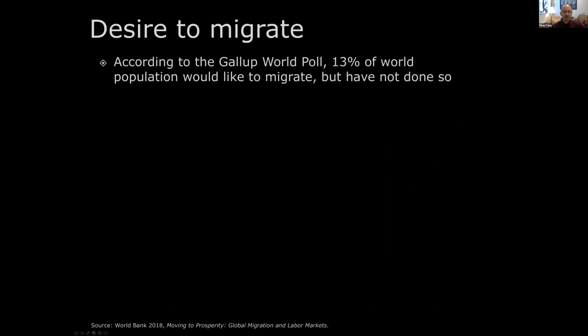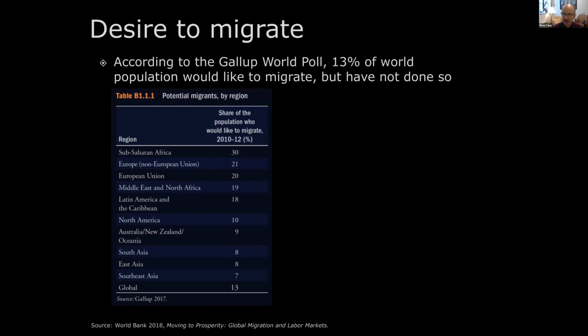These migrants are only a share of the individuals on the planet who would like to migrate. Because we all know that there are substantial barriers to migration across borders in the world today. And so a much larger share of individuals on the planet would like to migrate. According to the Gallup World Poll, about 13% of world population would like to move across a border, but haven't done so. Here's some nice tabulations from the Gallup World Poll data put together by the World Bank.